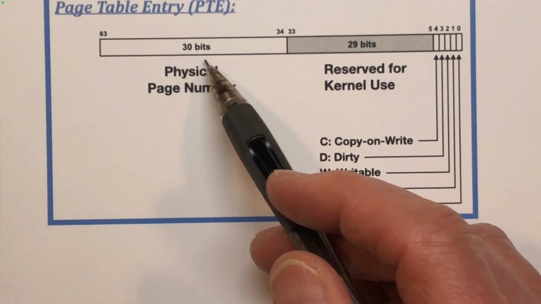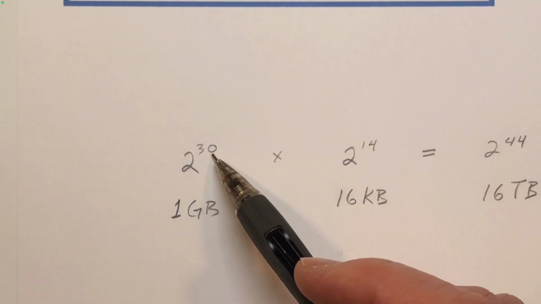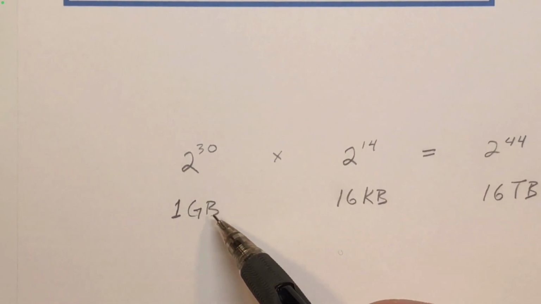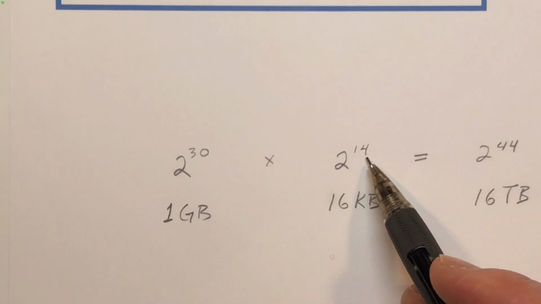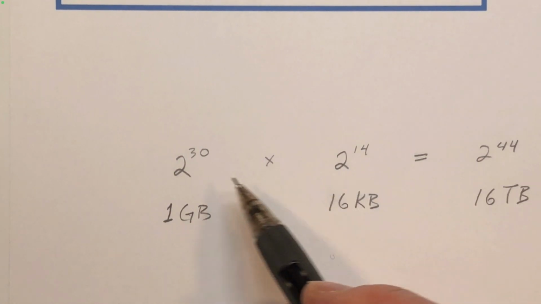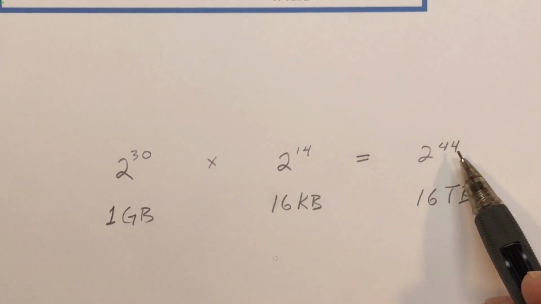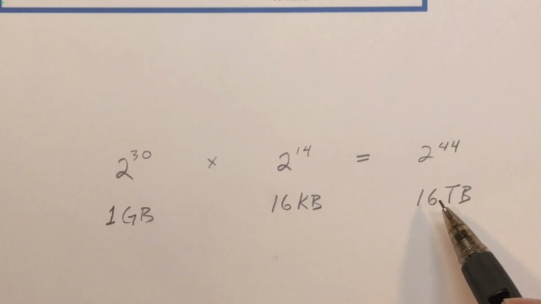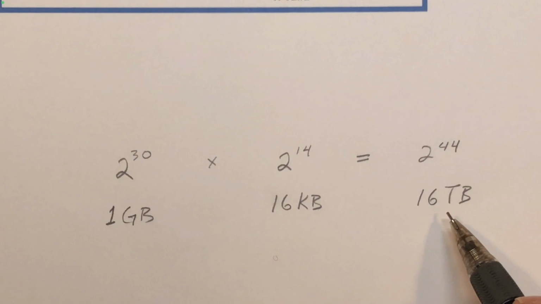With 30 bits, we can address a large number of physical pages, 2 to the 30, in fact. That's about 1 billion. Remember that each data page is 16 kilobytes. We use a 14-bit offset to address any byte within a data page. So combining these together, we have an address space of 2 to the 44th, which means that in the Blitz architecture, we can have up to 16 terabytes of installed physical memory.